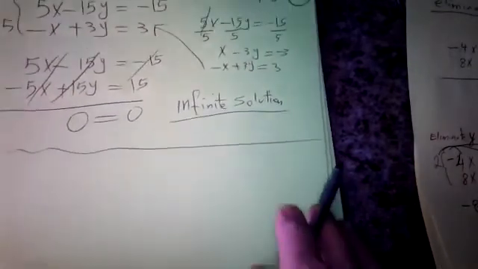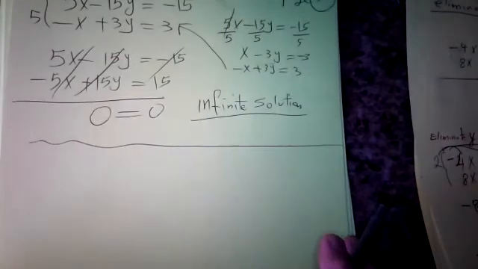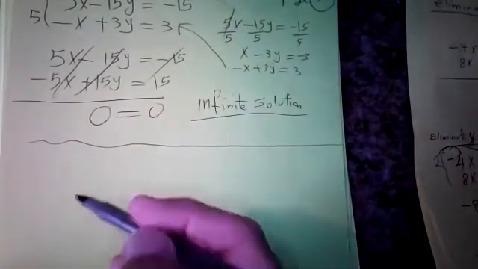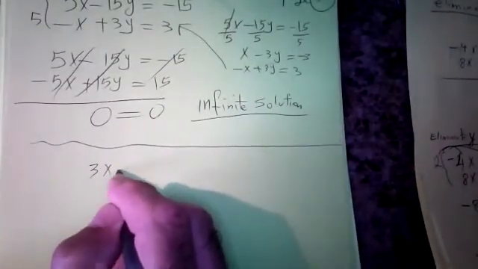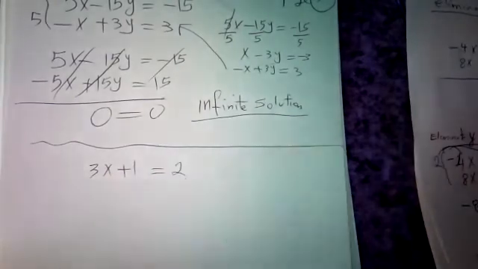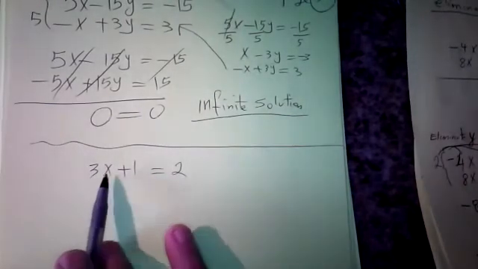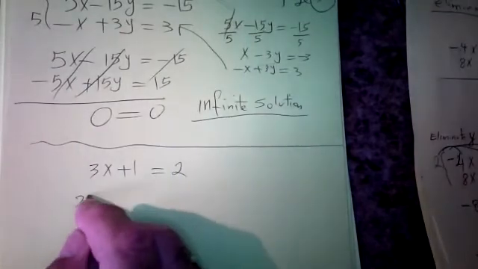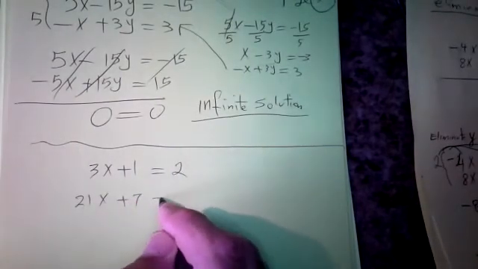So let's say I want to create a problem that you end up having 0 equal to 0. One equation is 3x plus 1 equal to 2, right? Then I multiply everything by 7 and I give you another equation: 21x plus 7 equal 14.